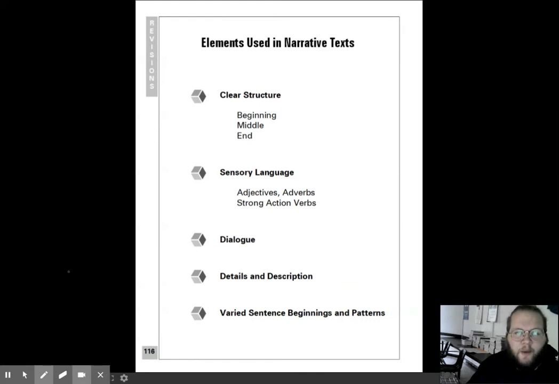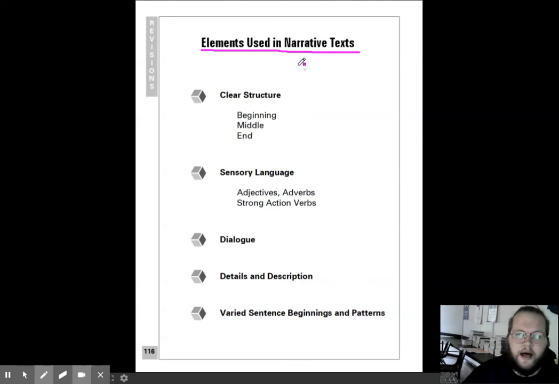So, today what we're going to be doing is going over the elements used in narrative texts. This is on page 116 in your book, it's at the back. We're going to stop doing the scenes for a little while and just focus on this.